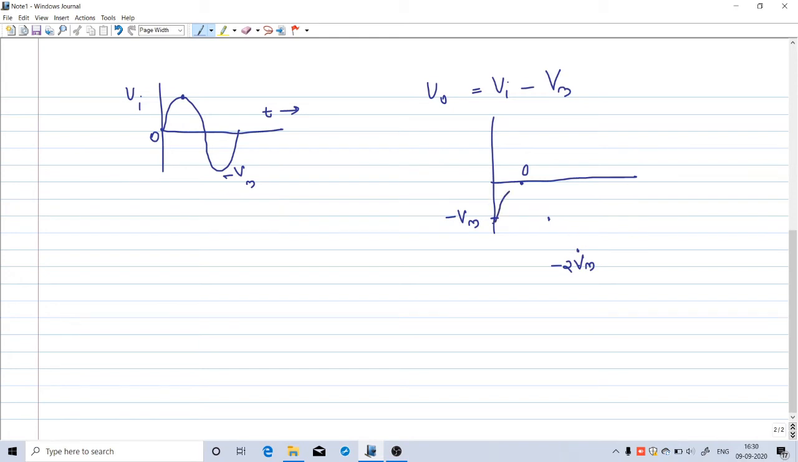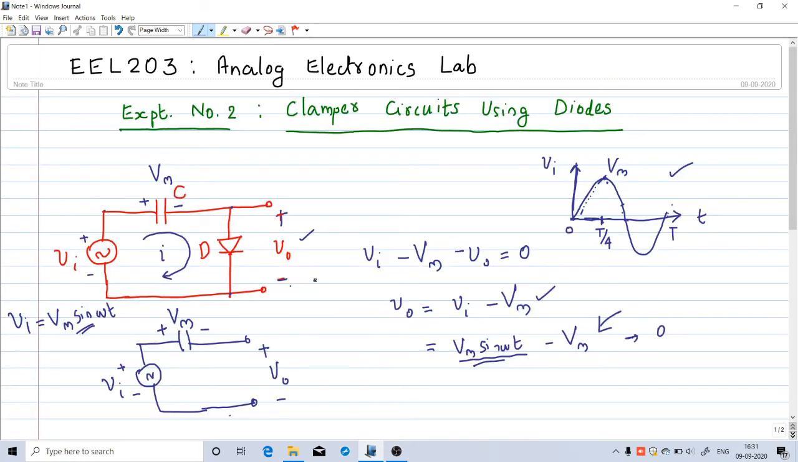So the waveform will be something like this. It is clamped downwards, negative clamping. So there is a negative clamping by an amount Vm. Okay, so this circuit can be used as a negative clamper.